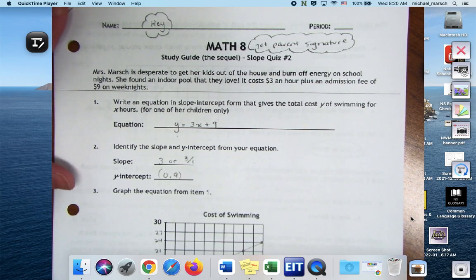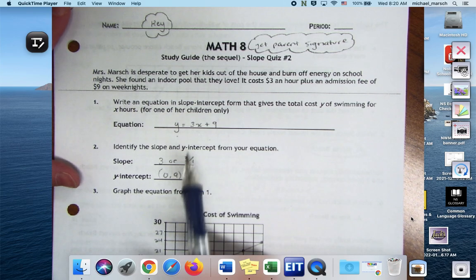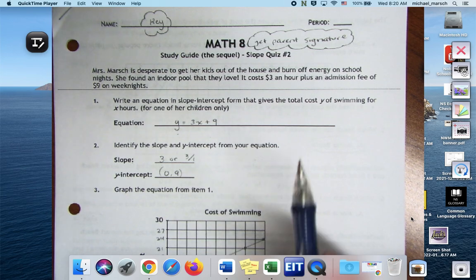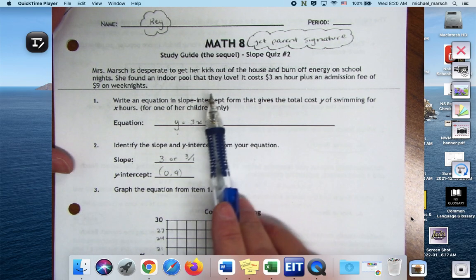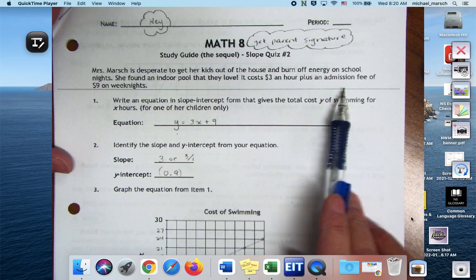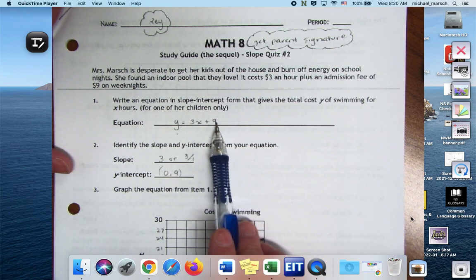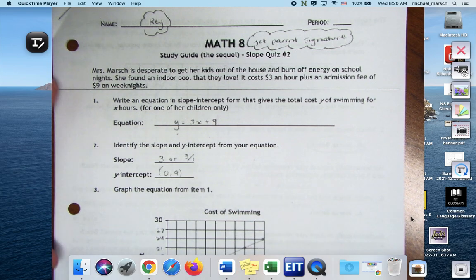Okay, so first question, we are talking about taking kids to a pool. Ironically, I'm doing that tonight, which sounds crazy, but I am. So it costs $3 an hour plus an admission fee. The $3 an hour is our repeating, so that becomes our slope. The admission fee is our one time, so that's our y-intercept.